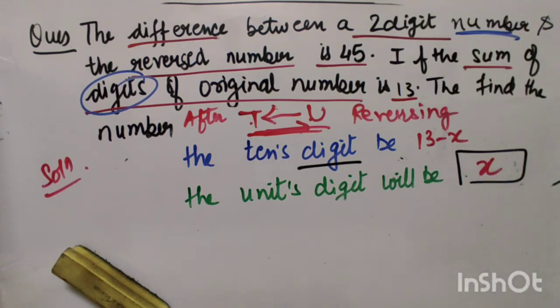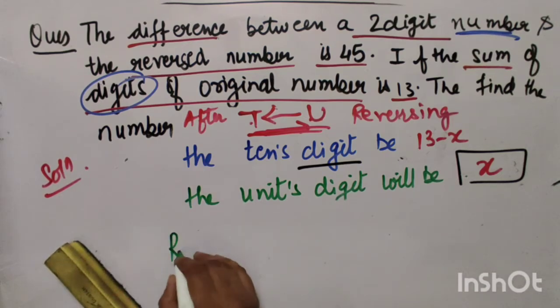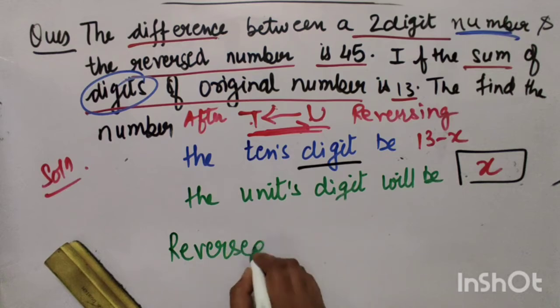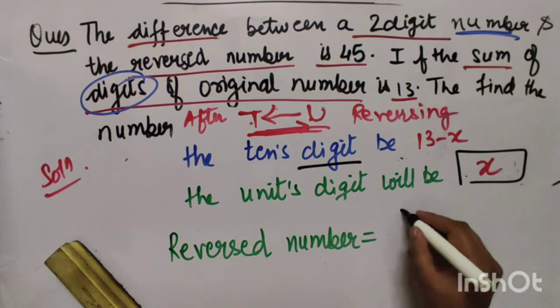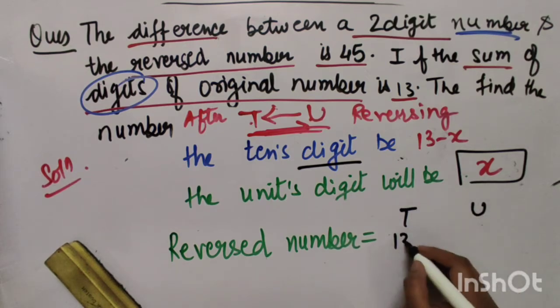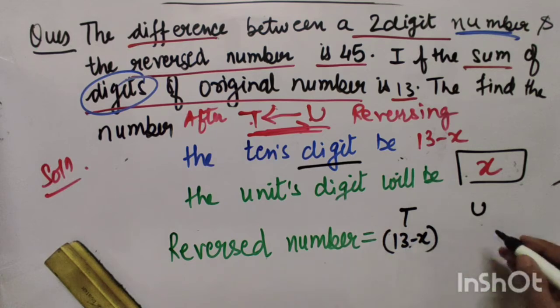Now again we will form the number. As we know, I need to form the reversed number. So the same method we are going to use for the reverse number, that is tens and unit. Now my tens digit is 13 minus x and unit digit is x.